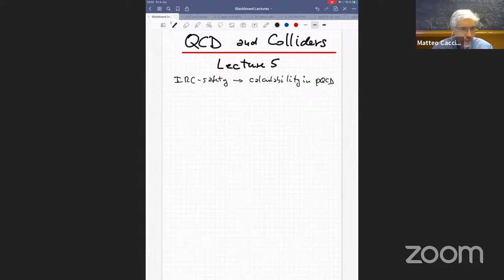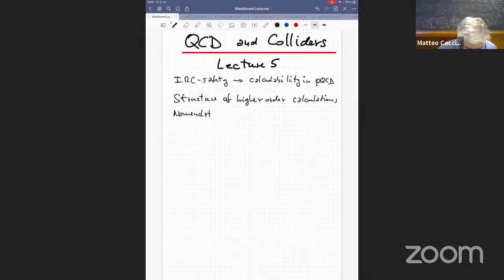So what I want to do now is to say something about this structure of higher order calculations. Which does not mean that I will calculate anything, but I will at least show how the various kinds of diagrams are arranged and what you need to calculate in order to calculate higher corrections. So let's first set some nomenclature that we need in a moment.